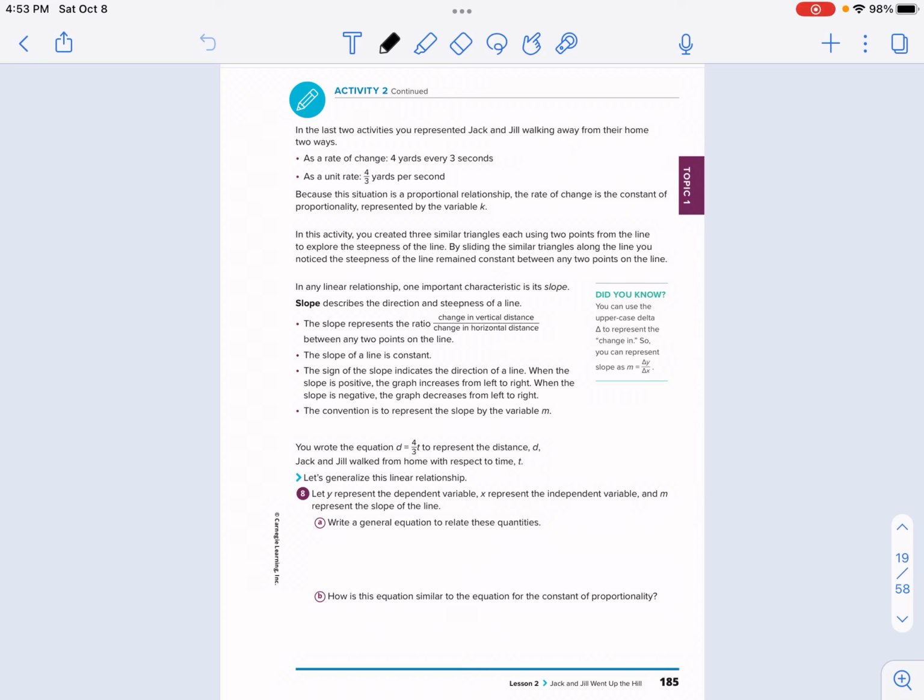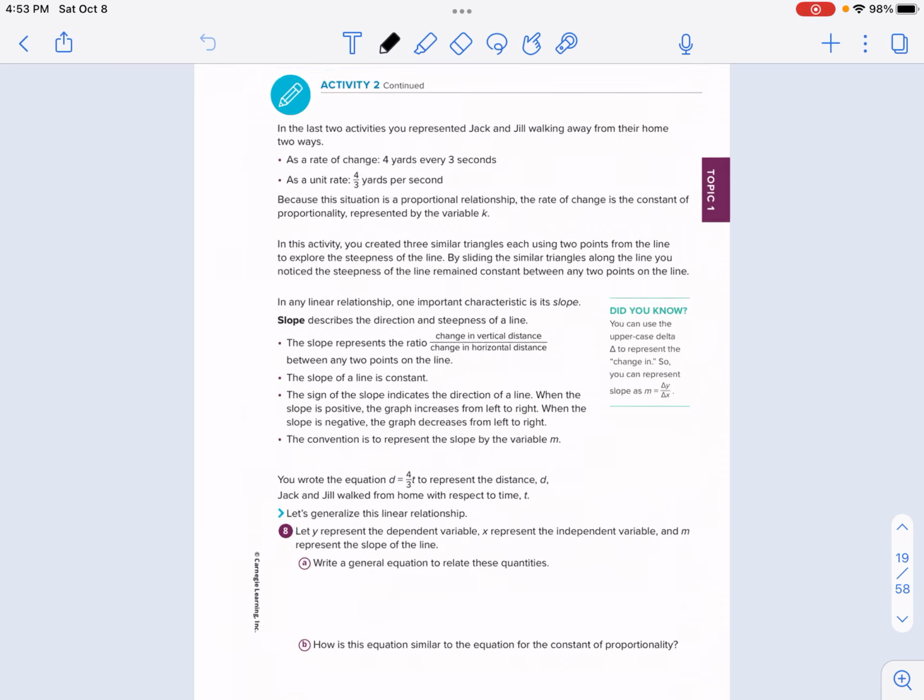We are starting on page 185. We're continuing the second activity from our last video. We didn't finish the last part of activity 2, so we're going to finish that, get to activity 3, and then complete a little bit of talk the talk. So that's pretty much it.